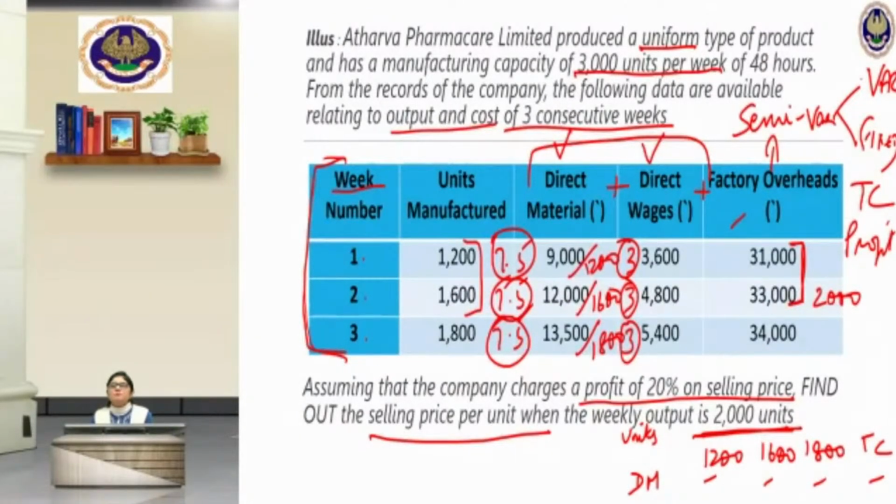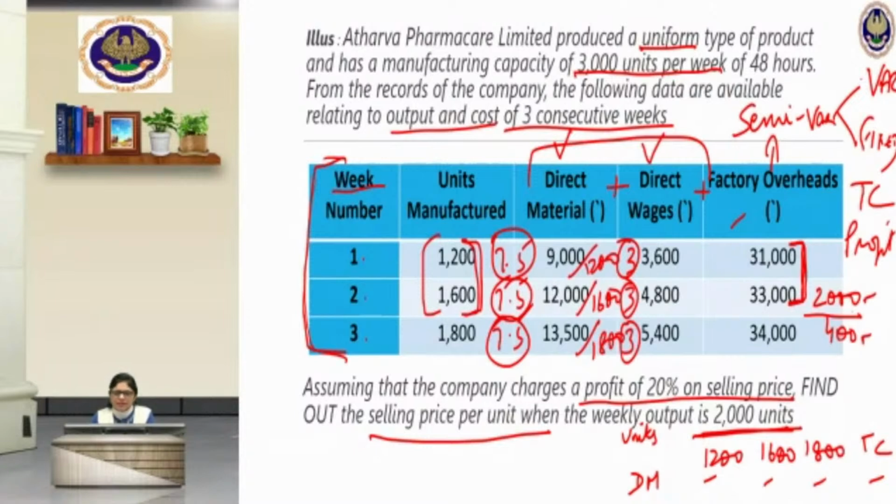So how can we split the factory overheads into fixed and variable? Let us take out the variable first. The balance will be fixed. There's one method we can use to split the semi-variable overheads: the change in the factory overheads divided by the change in the units. I'm taking the information of the first and second week. The change in factory overheads is 2,000 divided by the change in units, 400. Change in factory overheads divided by change in the output of 2 weeks.